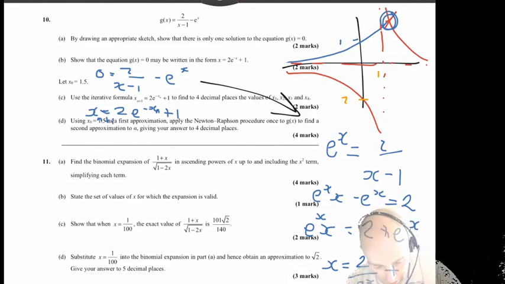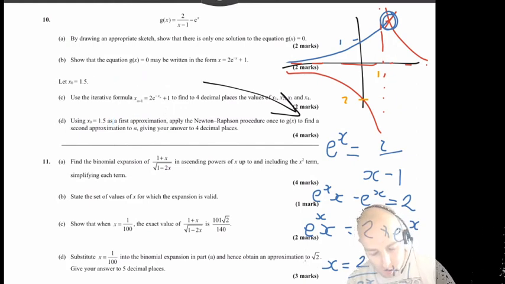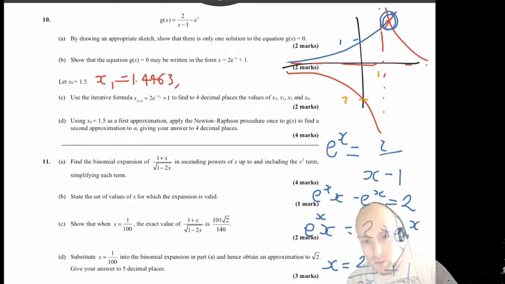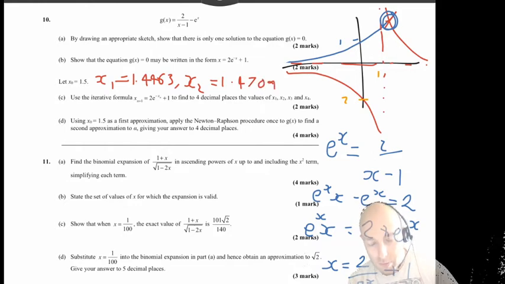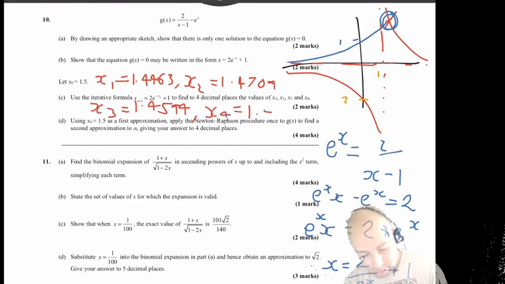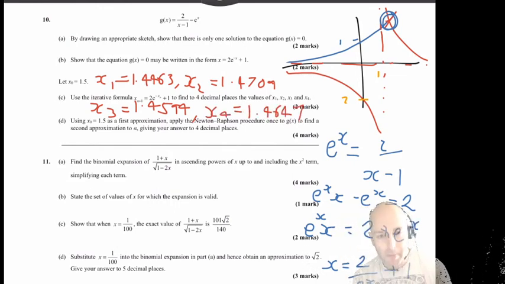Okay, find to 4 decimal places the values of x1, x2, x3, and x4. So we're just going to put 1.5 into our equation, and we get x1 is 1.4463, x2 1.4709, x3 1.4594, and x4 1.4647. So let's type them in, hit equals a few times, and work out what the value is.